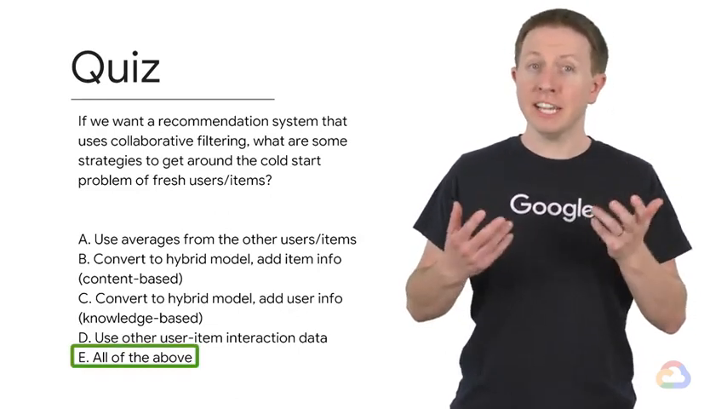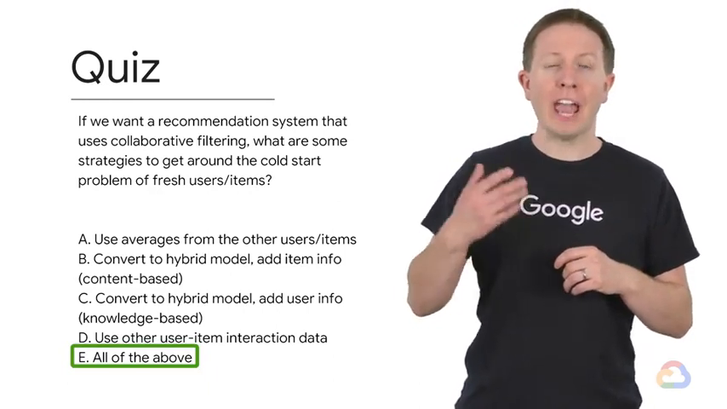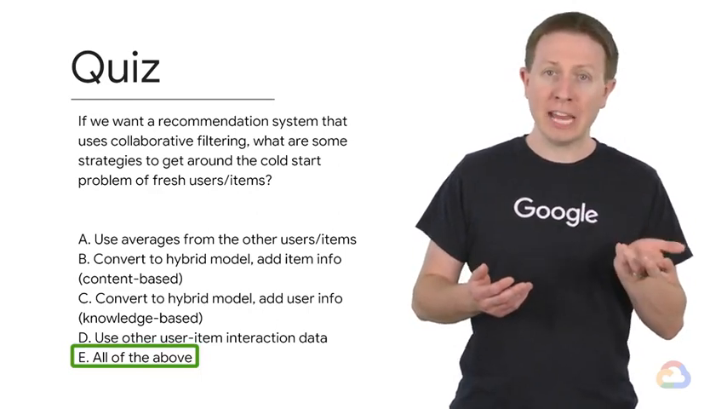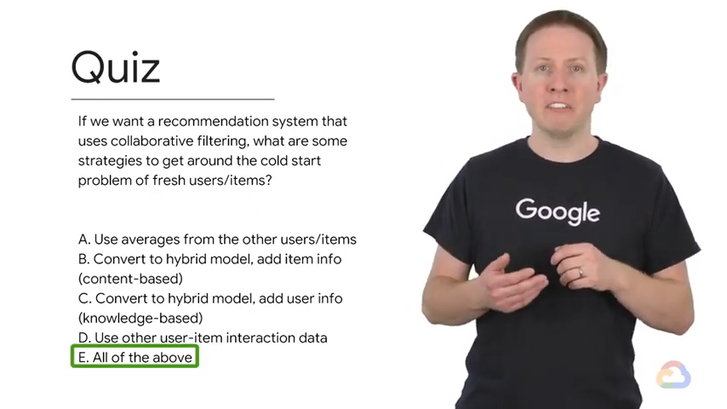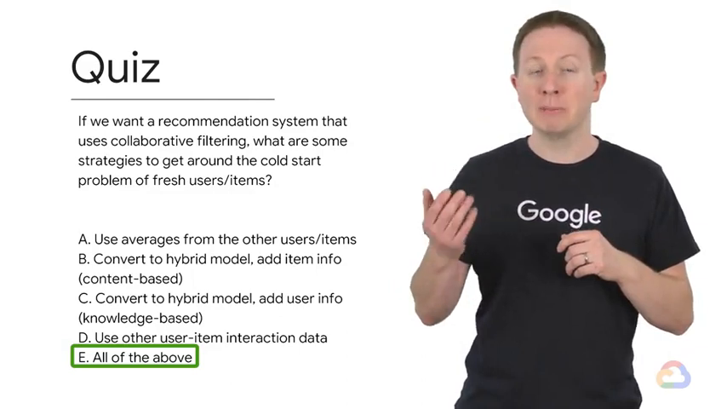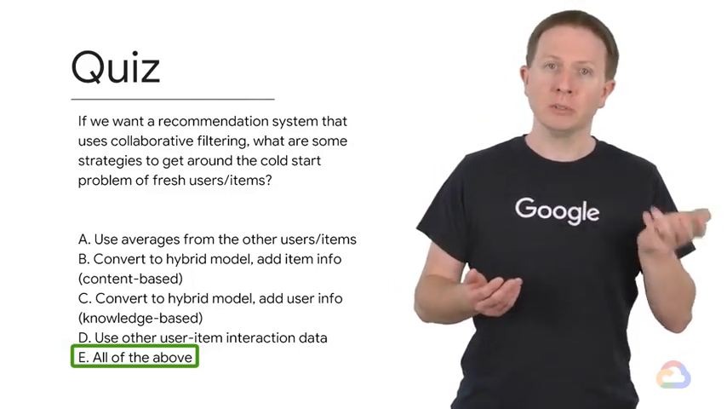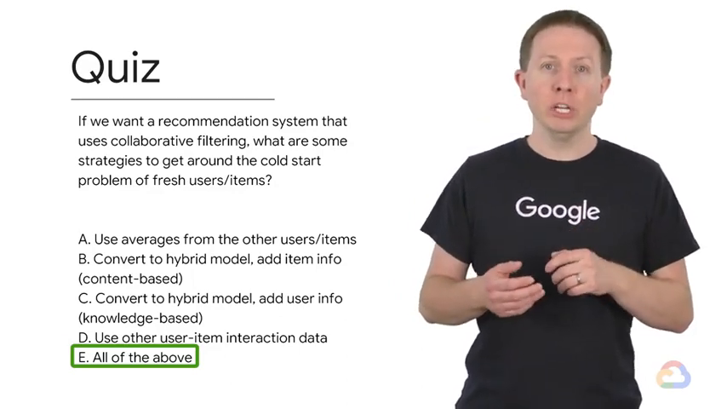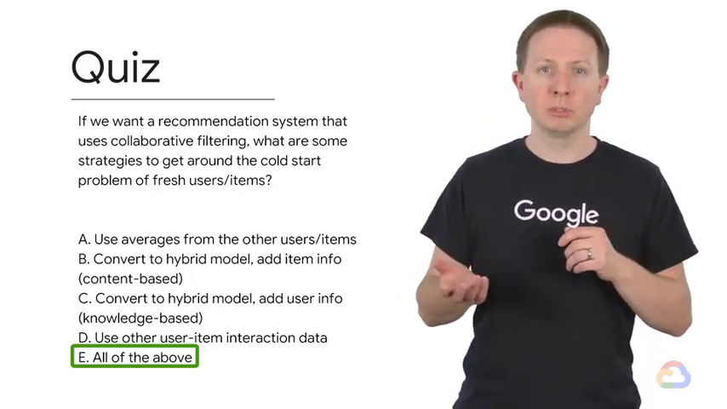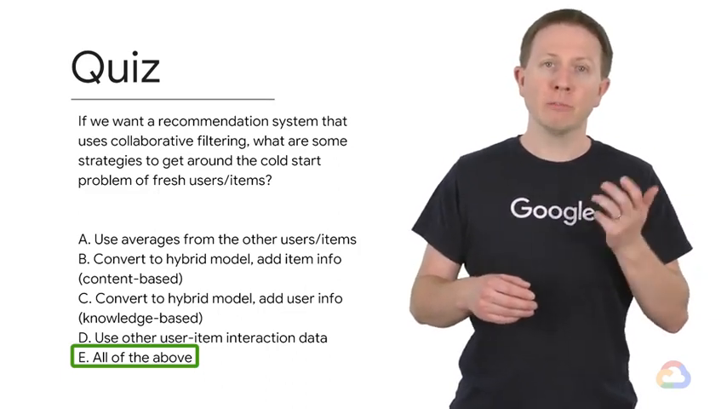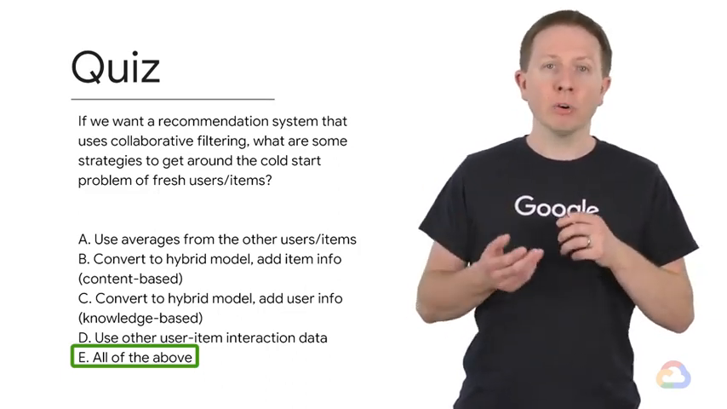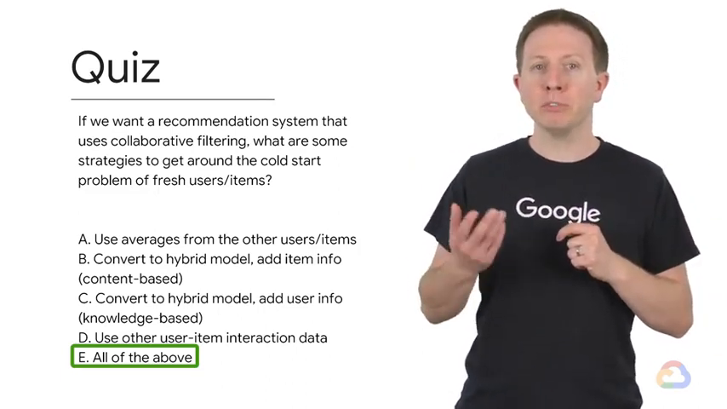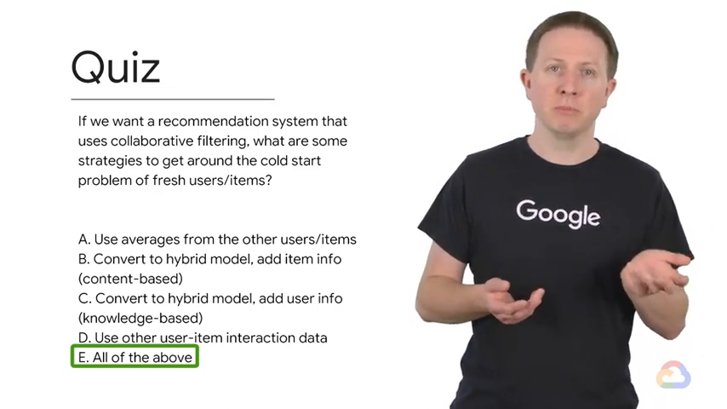The correct answer is E. If we have a fresh user, we could use averages of all the items to show the most popular until that user interacts with items and generates some data. If we have a fresh item, we could use averages of all the other users to give the item an estimated rating until users eventually interact with the item and generate some data. If we have a fresh user and a fresh item, we could use the global average rating between all users and items. We could also use item information to create a content-based model and/or use user information to create a knowledge-based model, which could be combined with a collaborative filtering model to create a hybrid recommendation system.